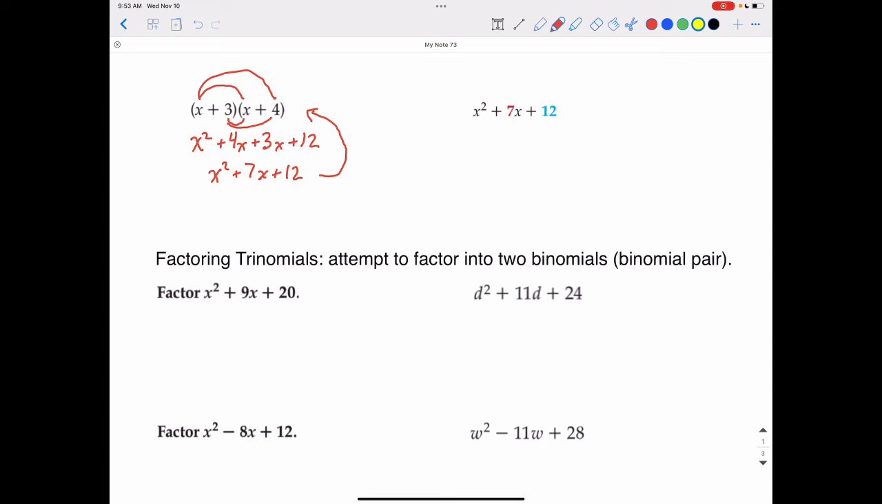Notice the x squared came from multiplying the x times the x. That was the first term in each set of parentheses. Skipping to the 12, notice that the 12 comes from multiplying the last term in the parentheses, the 3 times the 4.